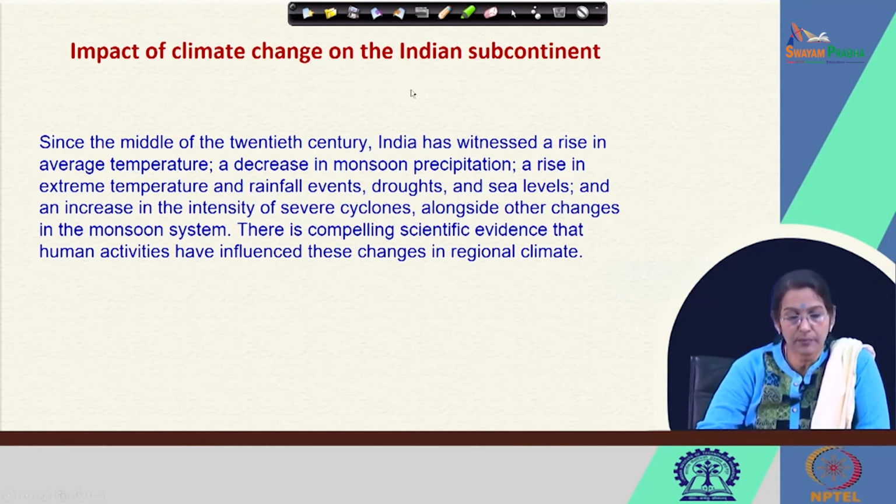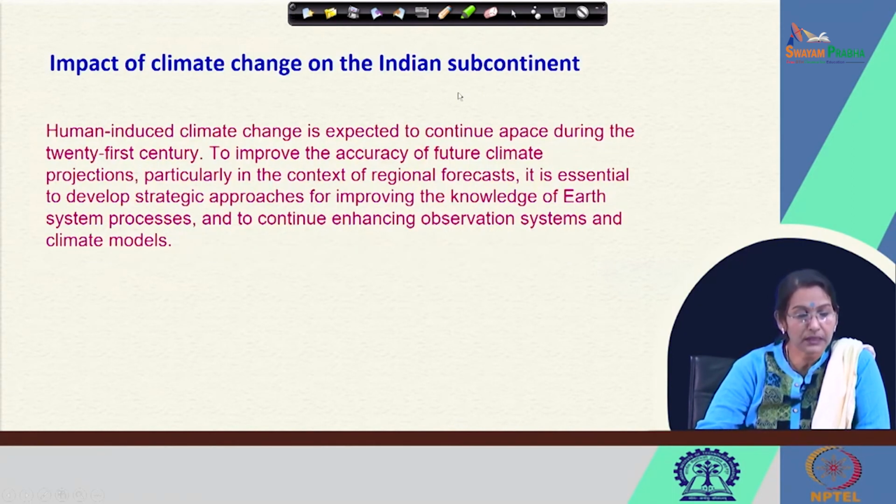So, there is compelling scientific evidence that human activities are influenced by this kind of regional climate change. In order to increase our manpower, enhance our capacity, capabilities, skills and competencies, we need to deal with these climatic changes, because climate has a significant impact not only on our lifestyle but also on production and business activities. So, that is to improve the accuracy of future climate projection in the context of regional forecast.